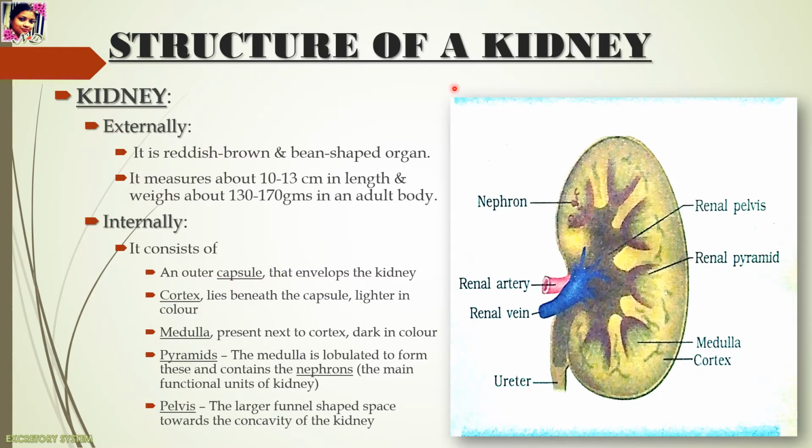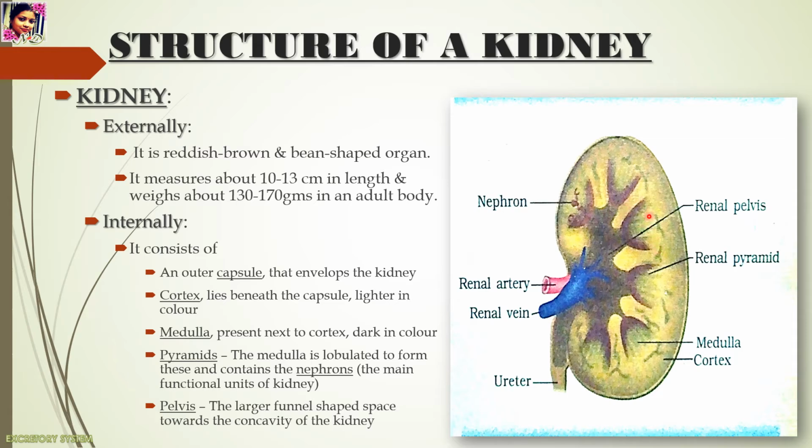Structure of a kidney. Externally it is a reddish brown and bean shaped organ. It measures about 10 to 13 cm in length and it weighs about 130 to 170 grams in an adult body. Internally, it consists of an outer capsule that envelops the kidney. The cortex lies next to the capsule. It is lighter in color.